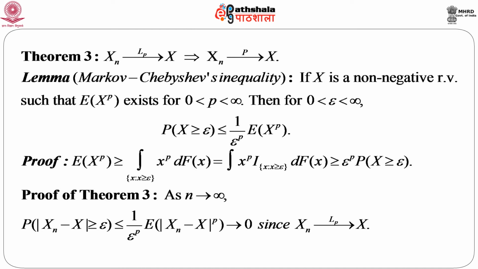And the proof of theorem 3: this theorem is just a direct consequence of the Markov-Chebyshev inequality. We want to prove that the probability that mod of x n minus x is greater than or equal to epsilon goes to 0, which is less than or equal to 1 by epsilon to the power p times the expectation of mod of x n minus x to the power p. Since x n converges to x in LP, the expectation of mod of x n minus x to the power p goes to 0, and hence the proof. So, convergence in LP always implies convergence in probability.